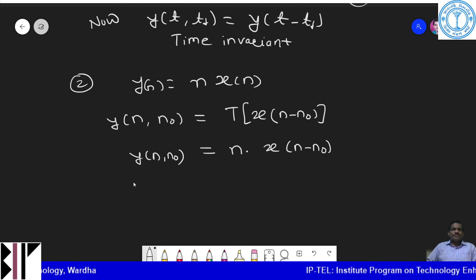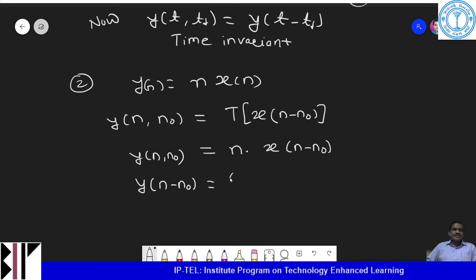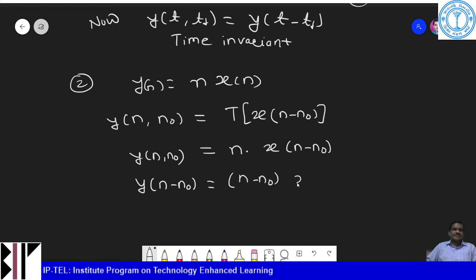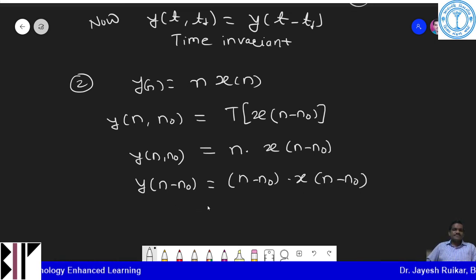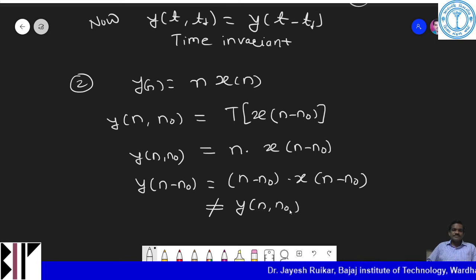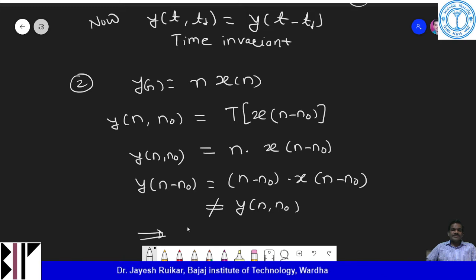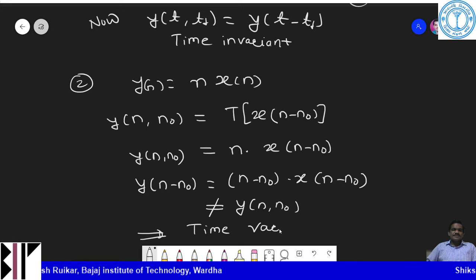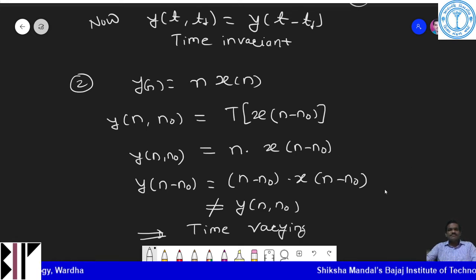Now delay the output. So how do we delay? Y of n minus n0 is nothing but, wherever n is there, we replace it with n minus n0, so it is n minus n0 into x of n minus n0, which is not equal to y of n comma n0. So this tells us that the system is a time varying system.